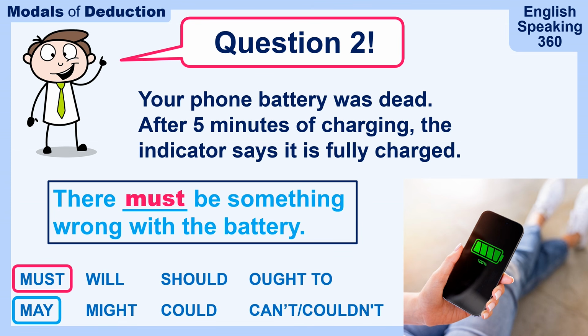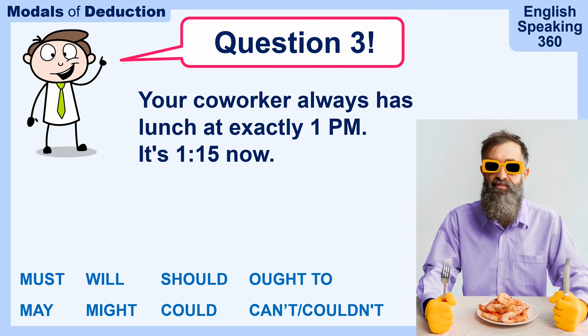But you could also use may. There may be something wrong with the battery if you're only at 50% certainty. Same thing with might, same thing with could as well. There could be something wrong with the battery. 50% certainty.